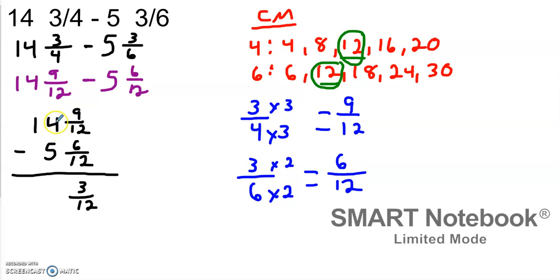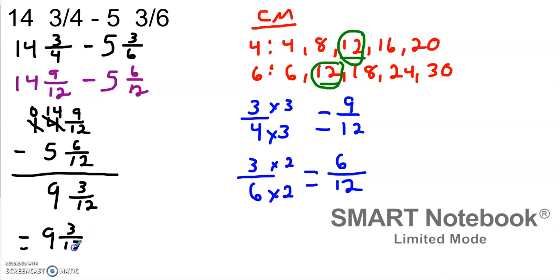Now I look here and I go, 4 minus 5, I can't do. So this 1 becomes a 0, and this 4 becomes a 14. 14 minus 5 gives me 9. And 0 minus 0 is 0, so I could write the 0, or I don't have to write the 0. Now I look at this, and this equals 9 and 3/12.